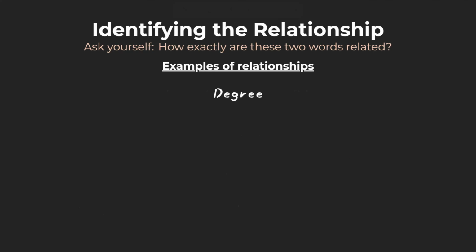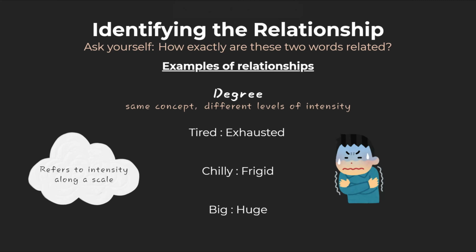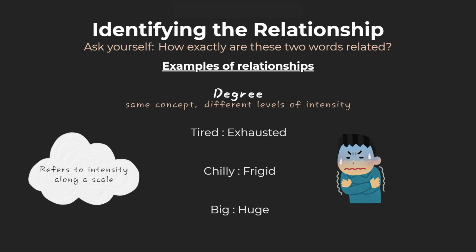Degree. In this relationship, both words describe the same concept but at different levels of intensity or size. For example, tired is to exhausted, chilly is to frigid, or big is to huge. Here, degree doesn't refer to temperature or measurement units. It refers to how strong, intense, or extreme something is along a scale. Both words describe the same idea. The difference is only how strong or intense that idea is.